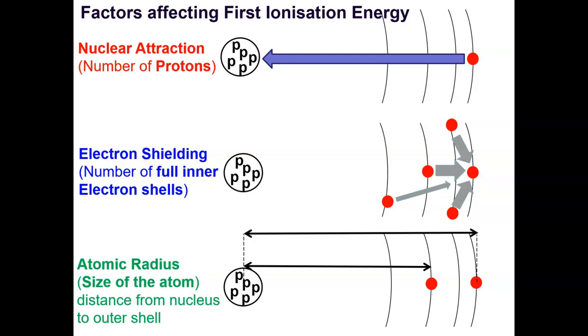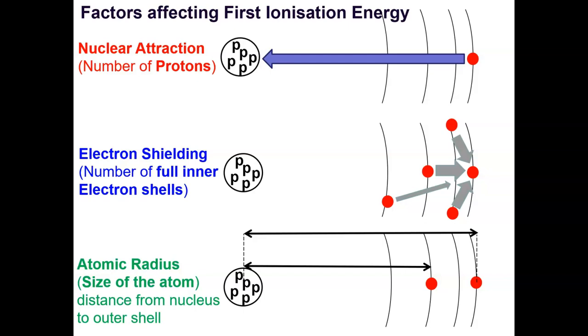So you must mention nuclear attraction, you must mention electron shielding, and you must mention the atomic radius or the size of your atom, because all 3 factors come together to affect the ionization energy. So let's look at them. First of all, the nuclear attraction. This is very simply the number of protons in the nucleus.